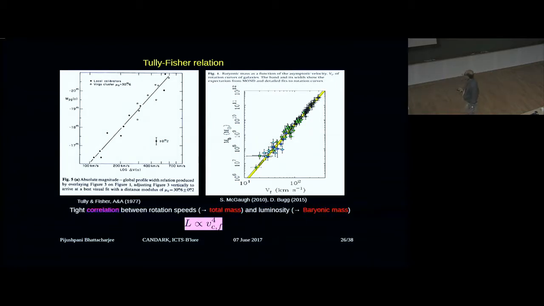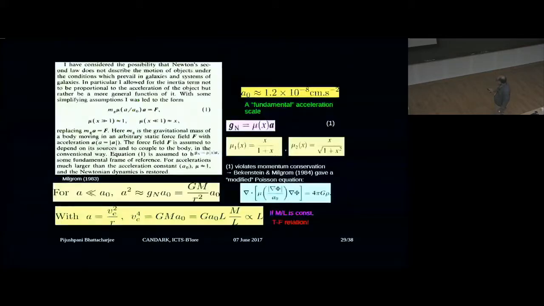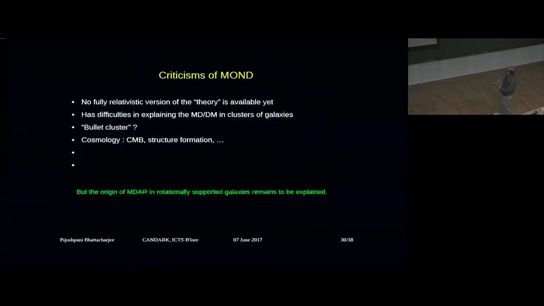This is called the Tully-Fisher relation. This relationship between rotation speed, which gives you the total mass, and the luminosity, which gives you the baryonic mass: L should be proportional to the rotation speed to the power 4. And in MOND, you precisely reproduce this at low accelerations. As I showed, V to the power 4 can be related to the total mass. If the mass-to-luminosity ratio in your entire galaxy sample is constant, then it is related to that. This is exactly Tully-Fisher. So MOND was actually motivated by the Tully-Fisher relation, and this explains it. Now, clearly, there have been many criticisms that there is not yet any fully relativistic version of the theory MOND available.